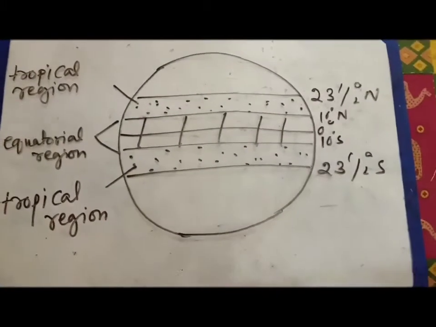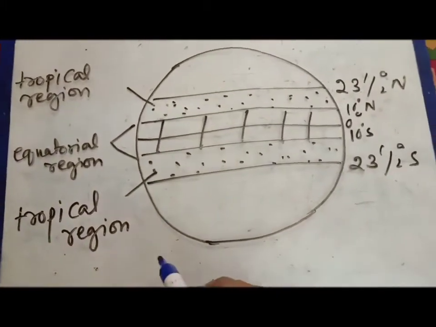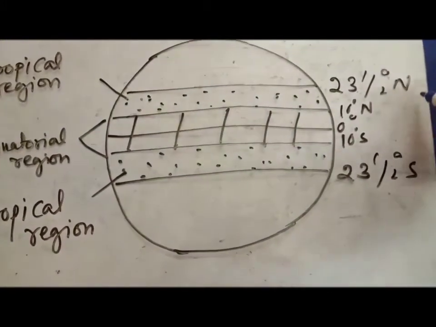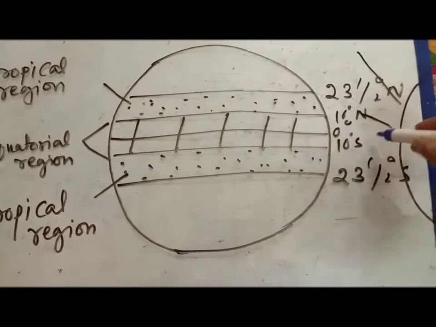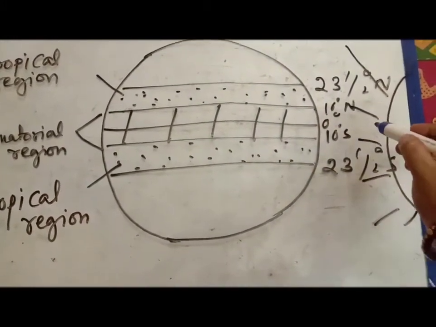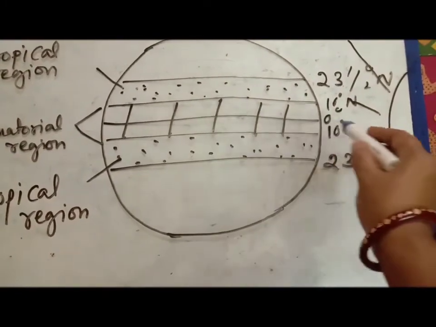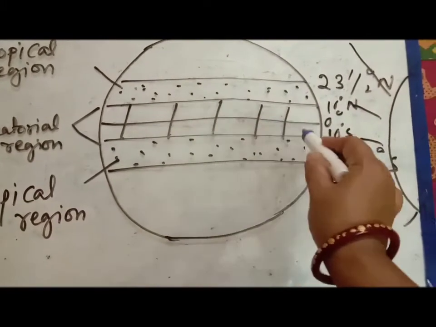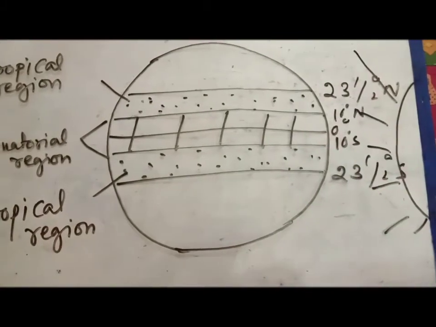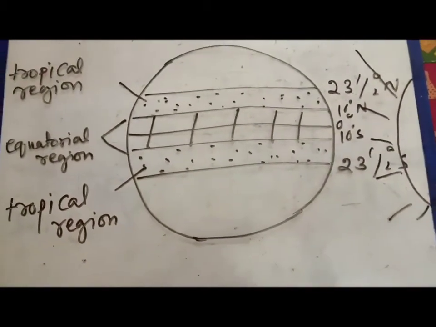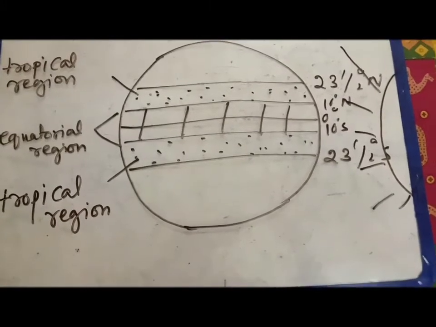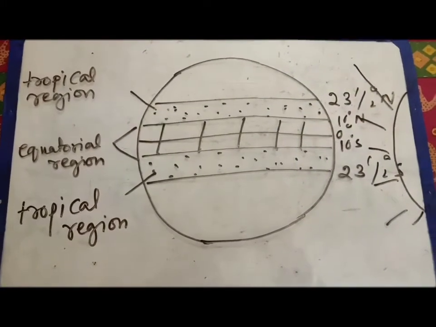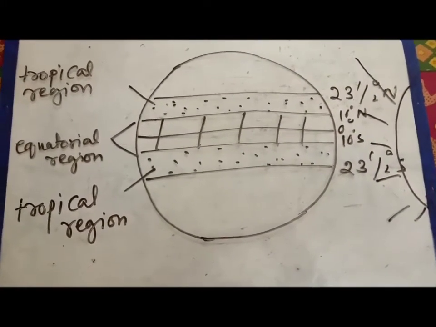Now you can see why I am saying the equatorial region is from 0 degree to 10 degree. If you consider this is the sun, you can see that the sun's rays are falling directly upon the equatorial places. This place, 0 degree to 10 degree north and south, is very near to the equator. So here there are no seasonal changes, nothing we can see. Only heavy showers and hot and damp weather.